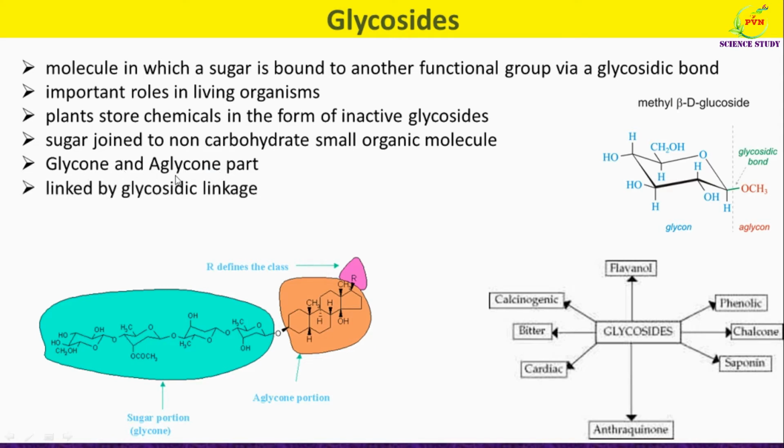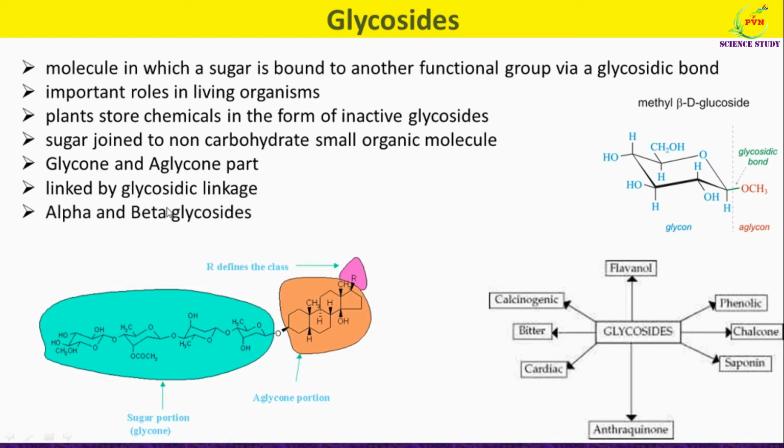The glycone and aglycone parts of the glycosides can be linked by glycosidic linkages. When the glycosides are formed through sulfur links, they are called S-glycosides. When nitrogen links are involved, they are called N-glycosides. When they are formed through carbon links, they are called C-glycosides.